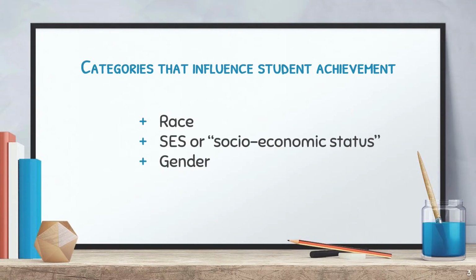There are many cultural and social factors that influence a student's achievement, but here we're focusing on these three: race, SES, and gender, because these three categories are often used alone or in combination to describe large groups of students.